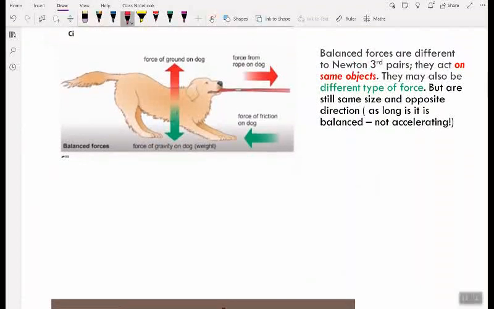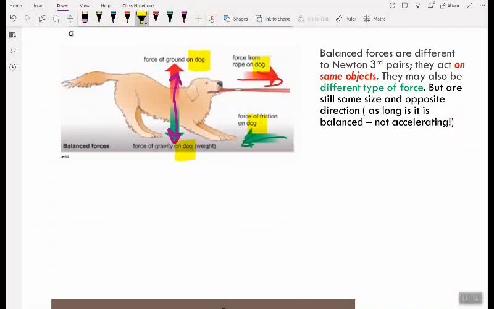Well, you've got the pull of the rope on the dog, pulling it that way. The dog's got friction, which is stopping it and balancing out that force. And then you've got weight going downwards, and then you've got a reaction force off the ground going upwards. And they're all balanced. What's important here is that all those forces are acting on the dog. On dog.